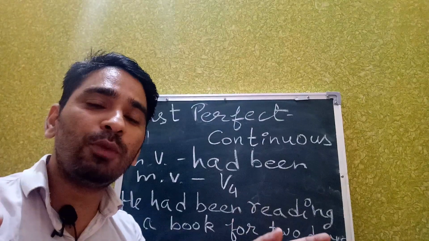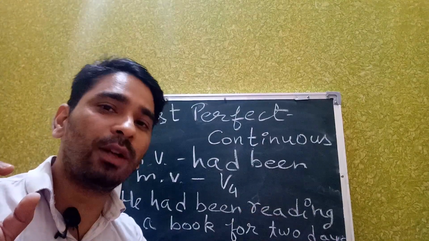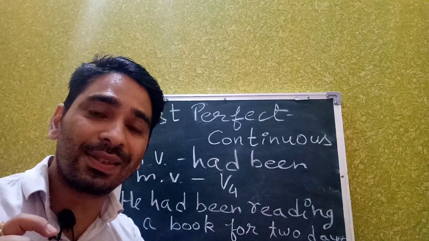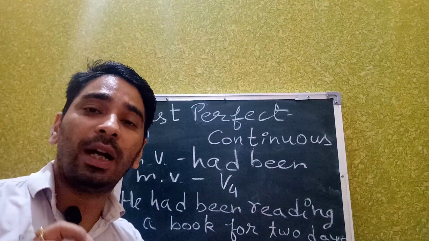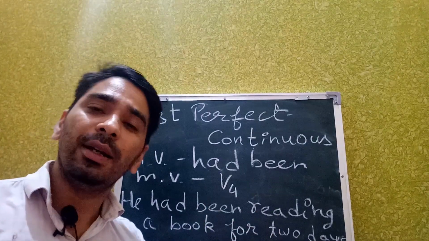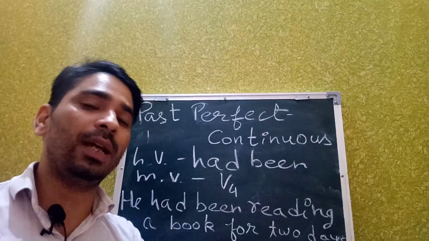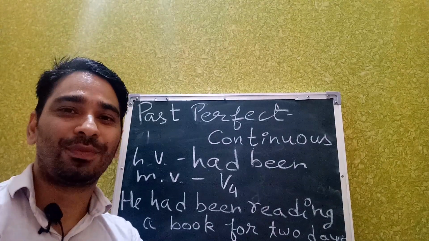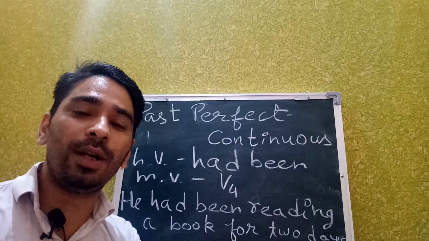So the only difference between past continuous and past perfect continuous is that in continuous we show that something was happening, and in perfect continuous, something had been happening since or for this period of time. This is the difference. I hope you have understood it.